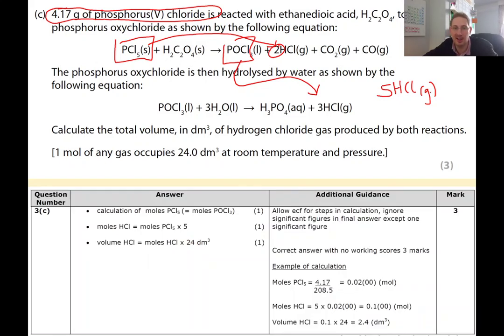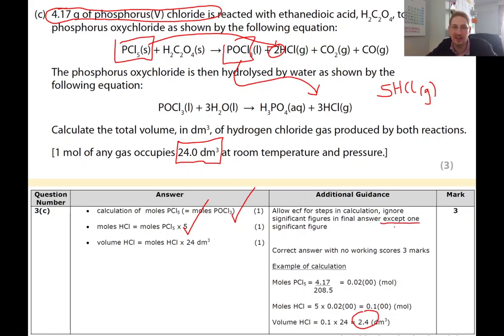So the mark scheme looks like this. You calculate the number of moles of PCl5 for 1 mark. You recognise that there's 5 moles of HCl for 1 mole of PCl5, and that's your second mark. Finally, you need to use this information that 1 mole occupies 24 decimetres cubed at RTP, times it by 24 decimetres cubed, and you get the final volume of 2.4 decimetres cubed. Allow error carried forward for steps in calculation. Ignore significant figures in the final answer except 1.